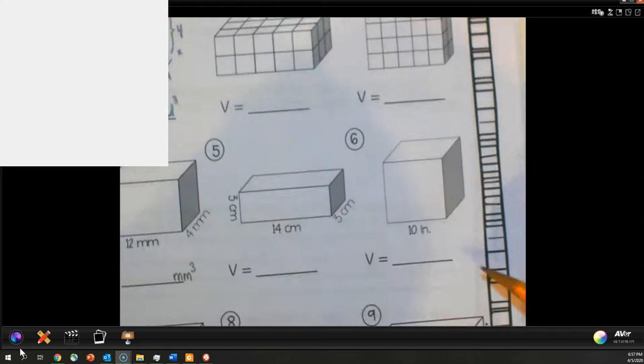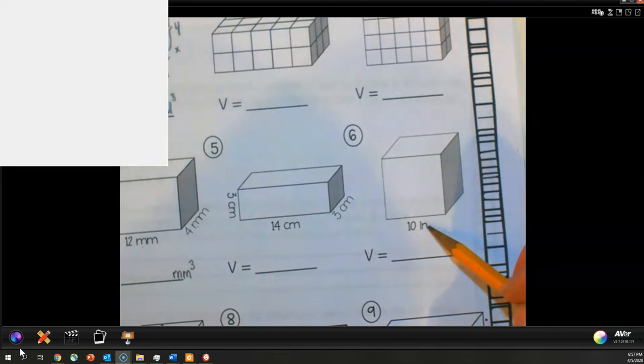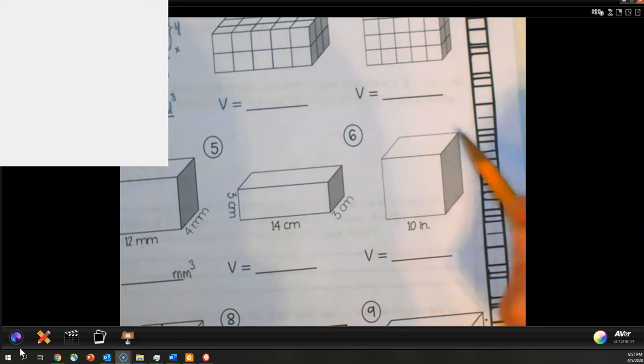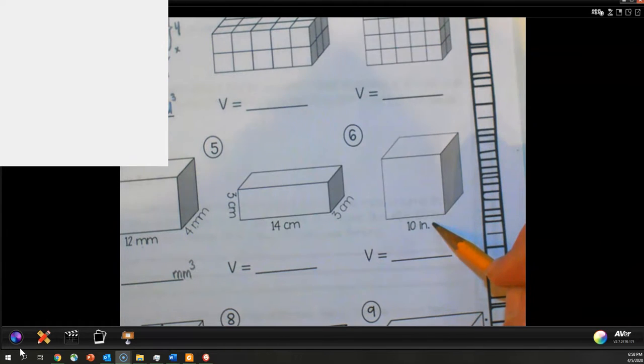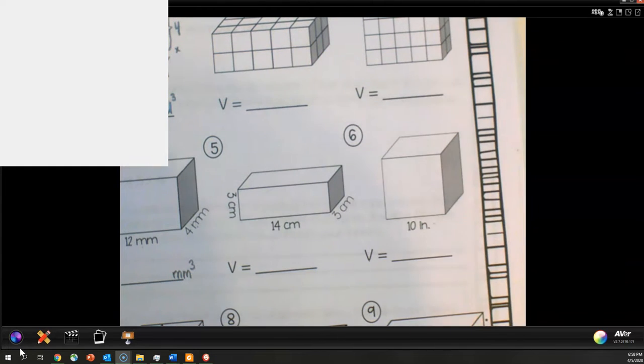Same here. Now this one's a little weird. They only give you one number. But I want you to think about it, boys and girls. This is a cube, and cubes are basically squares with 6 sides, and squares all have the same sides. So if we know one side, we know that our length and our width and our height are all going to be the same number. So once you know that, that shouldn't be a trouble finding the volume of this shape either.